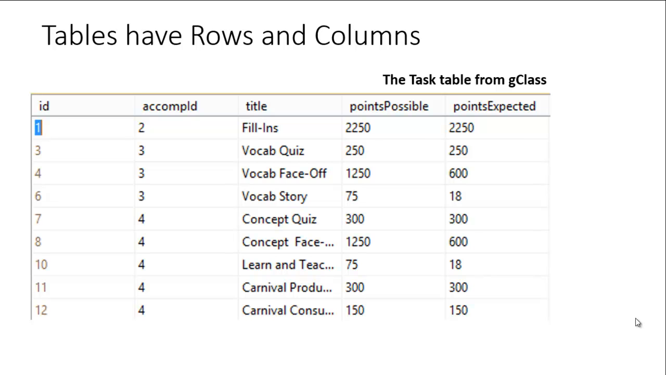Okay, so that's a table. Tables have rows. The rows are items in the table. They're one individual thing, like in this case, one task. And the columns have attributes. Notice that some of these columns are numbers and some of them are text. Columns also have constraints or data types. We'll talk about that at a different time.